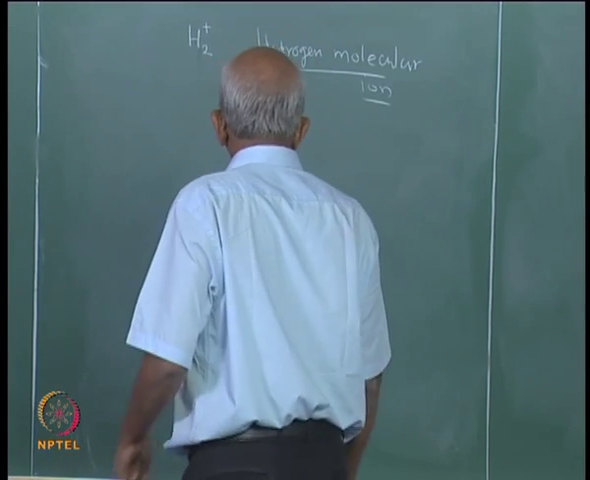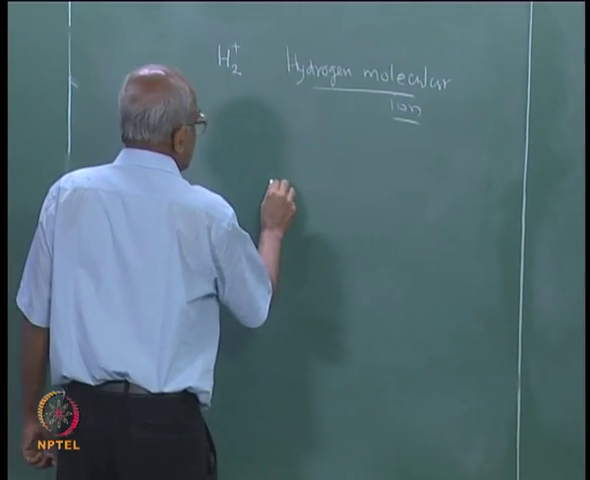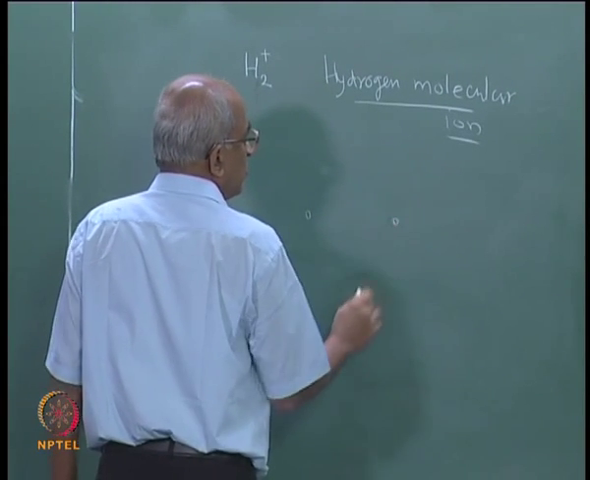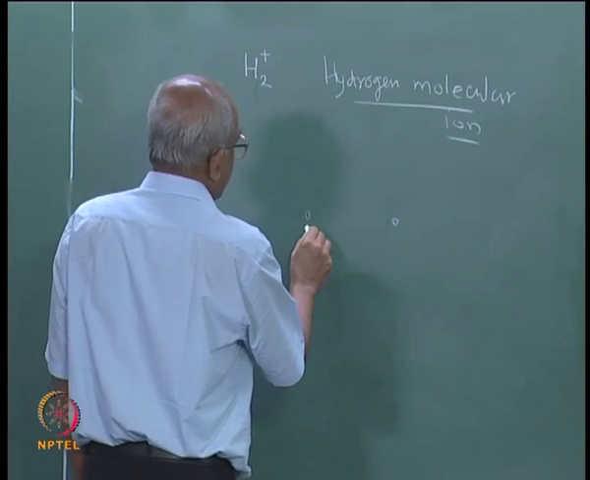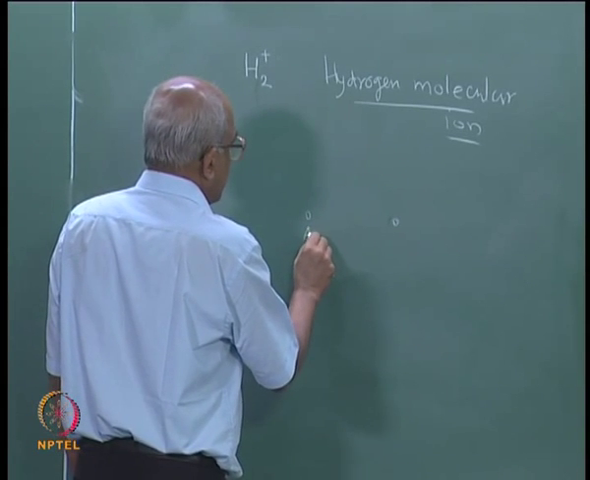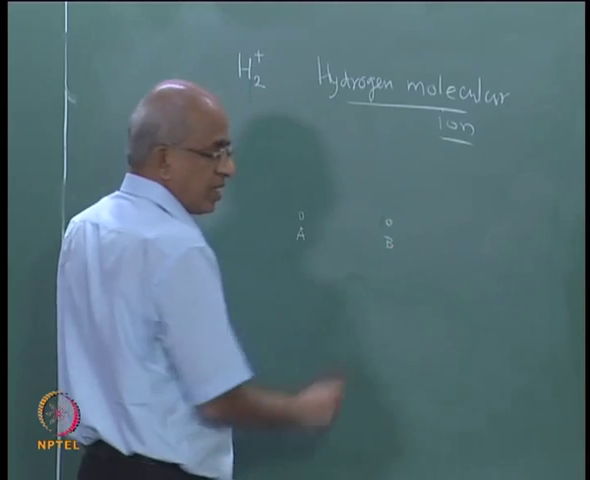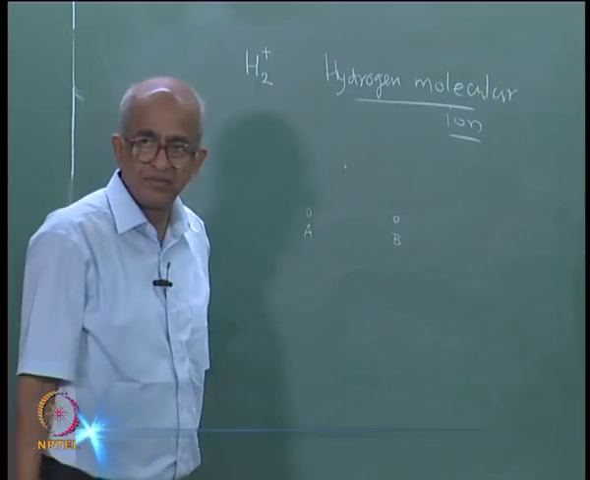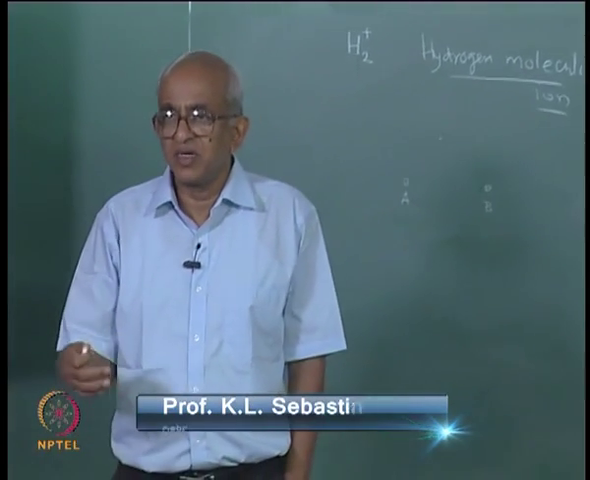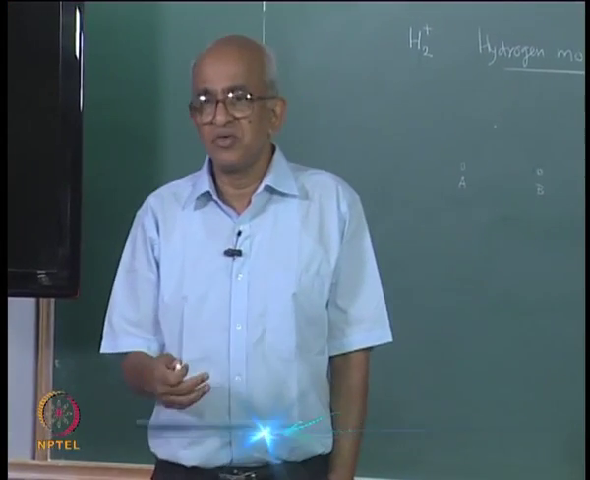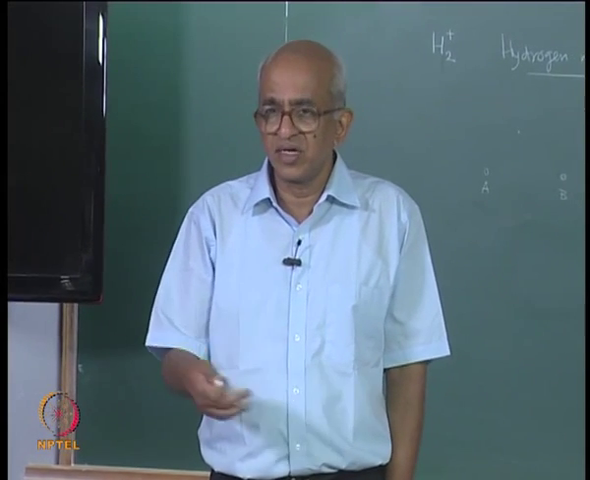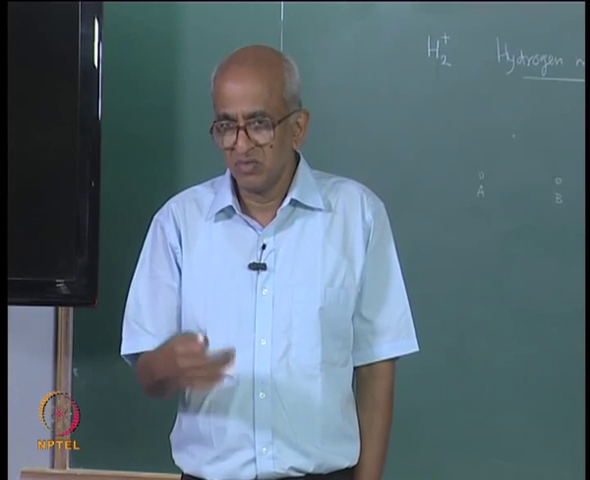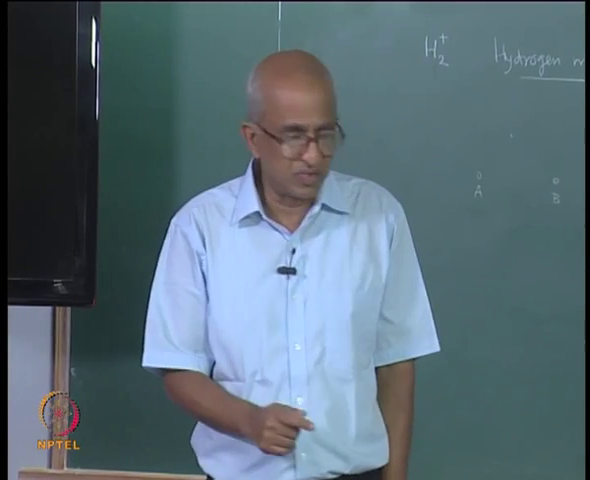So, if I am very strict about this, what will I do? I will say that I have two nuclei which I will denote as A and B. These are the two nuclei, and there is one electron which is going around them, and surprisingly this one electron is actually able to hold together the two nuclei in spite of the fact that the two nuclei repel each other. At least in the ground state of this ion, one single electron is enough to hold the system together.